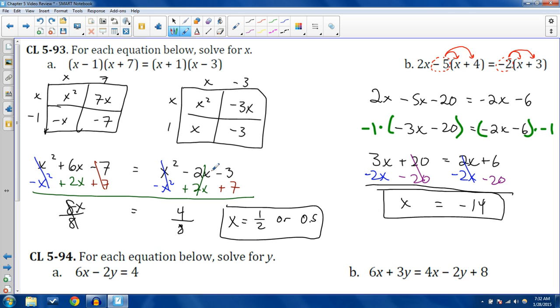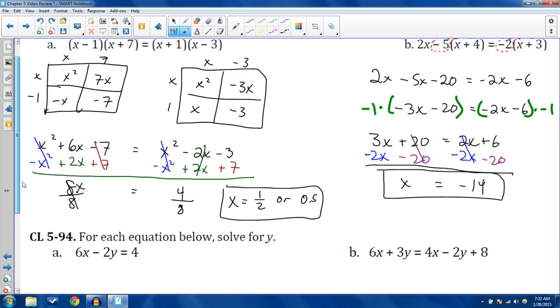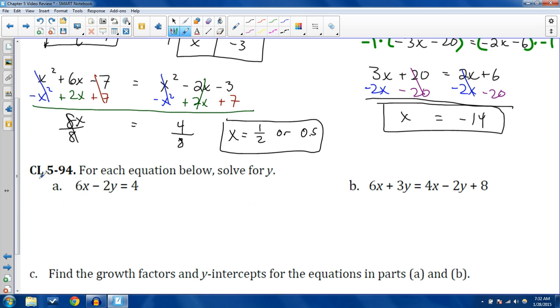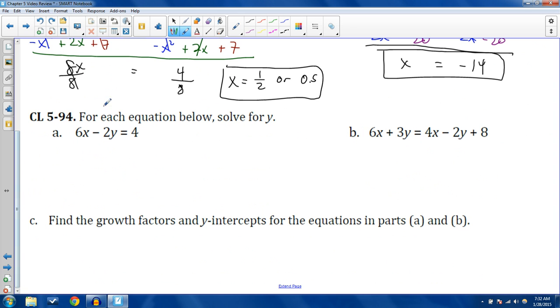You can double check that as well. So two different methods there. Going to move on down. For each equation below, solve for y. All it means to solve for y is get y by itself, just like we get x by itself over here. So we have to simplify, isolate, divide.